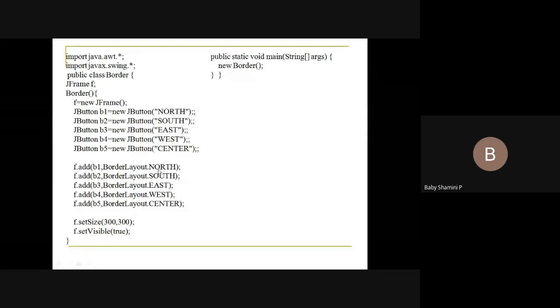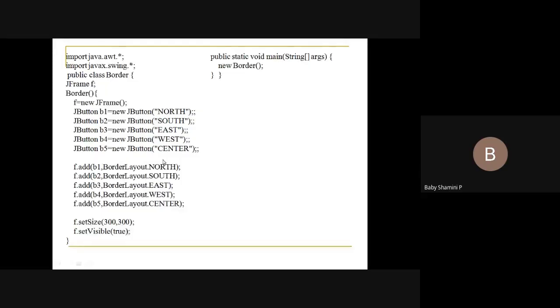And I'm going to add button b2 in the south region, BorderLayout.SOUTH. Next I'm going to add button b3 in the east region, BorderLayout.EAST, then b4 BorderLayout.WEST, and b5 BorderLayout.CENTER. We also have to set the size. Size is 300 pixels, that is 300 by 300. And if you want to make all the components visible, we have to use the method setVisible(true).